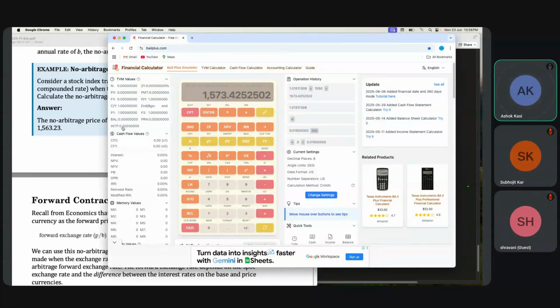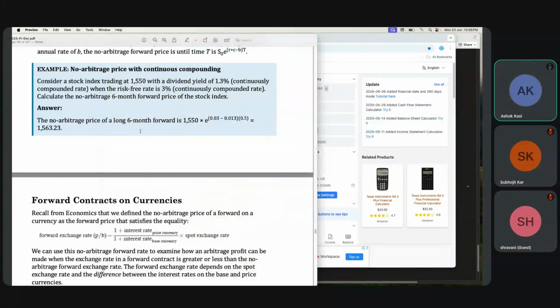Okay, so we will stop now here. Next time I will continue from here only, this sum. Okay, and then I will explain why it is like this number.